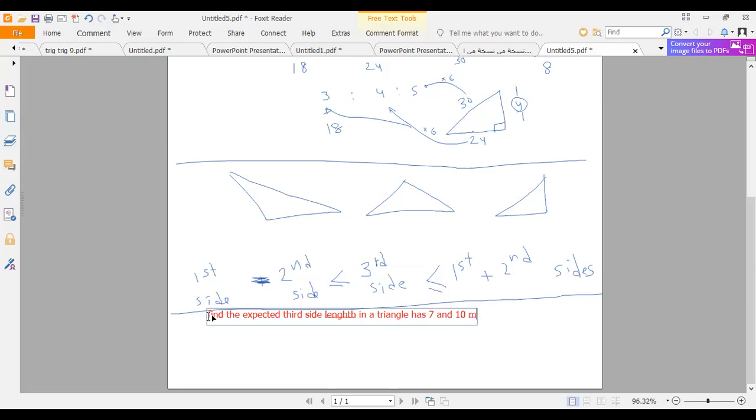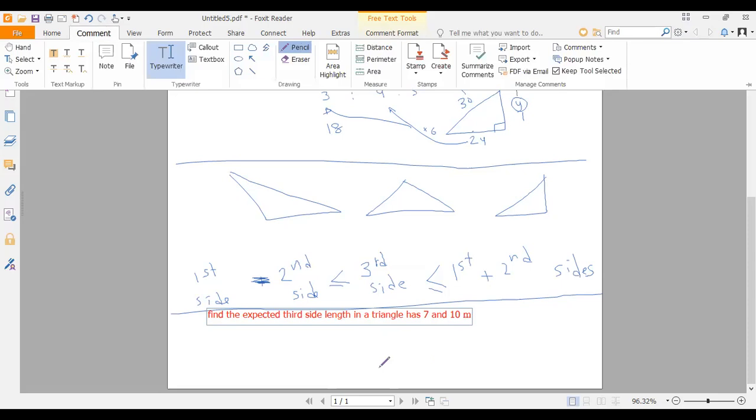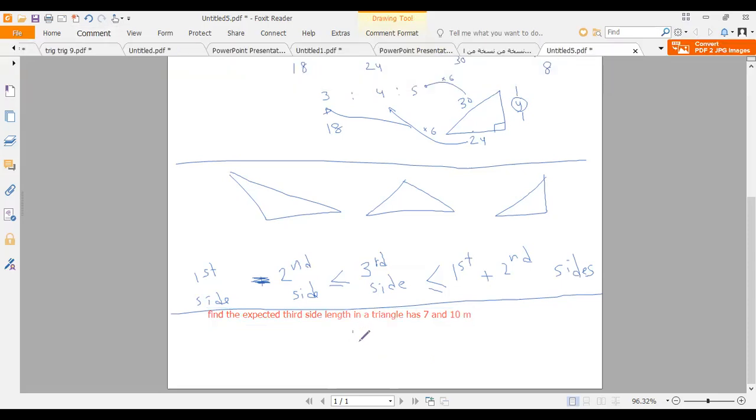Okay, now here we just apply the inequality of the triangle. The third side, I will write it as x, and I write it between the border. So I have to subtract and add, just this way. If I subtract, I get 3, and here I get 17. This means the measure of the third side must be between 3 and 17.